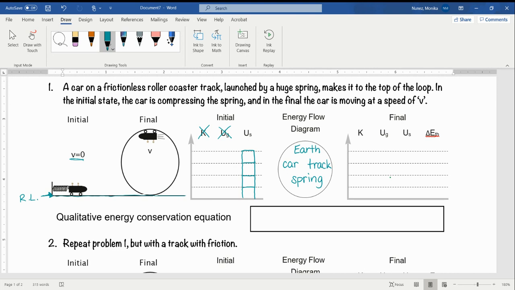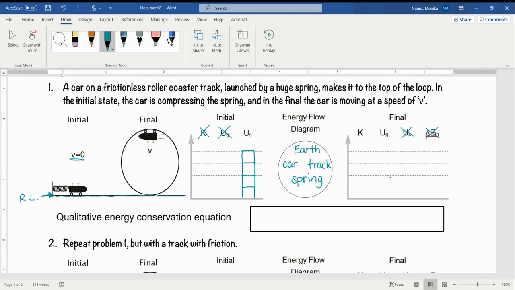Then we're going to take a look at the final scenario. In this case, it is moving at the top of my loop, and so it does have kinetic energy. It is also not at the reference level, and therefore it does have gravitational potential energy. In my final scenario, that spring is no longer compressed, so there is no elastic potential energy. And it tells me that it is a frictionless roller coaster track, so there is no change in thermal energy. So that means in my final scenario, I have both kinetic and gravitational potential energy.